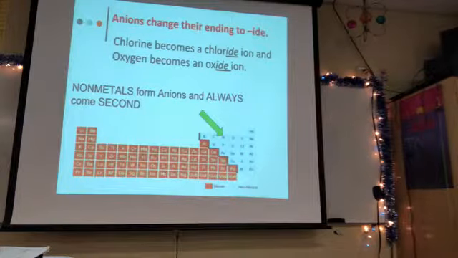Metals, then nonmetals. It's alphabetical. Metals, non. Metals, non. Metals come first. Always. Okay?